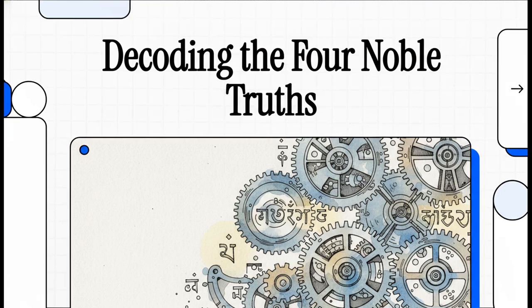All right, today we're going to take a totally fresh look at one of the most famous ancient teachings on the planet, the Four Noble Truths. But here's the twist. We're going to do it by skipping past centuries of translation and going right back to the original Pali language. And in doing that, we're going to uncover a meaning that's way more practical, more mechanical, and honestly probably a lot more useful than anything you've heard before.